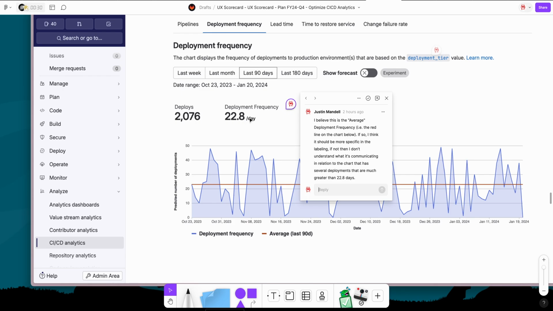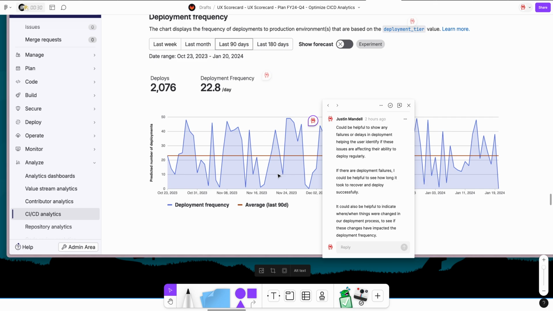So I believe this is the average, because when you hover over the red line, it gives you a 23-day. So I think that's what this is saying. But the label, deployment frequency, is not helping me interpret that. So maybe put the word average in there. Yeah, so I'm just trying to figure out what does this have to do with what, right?